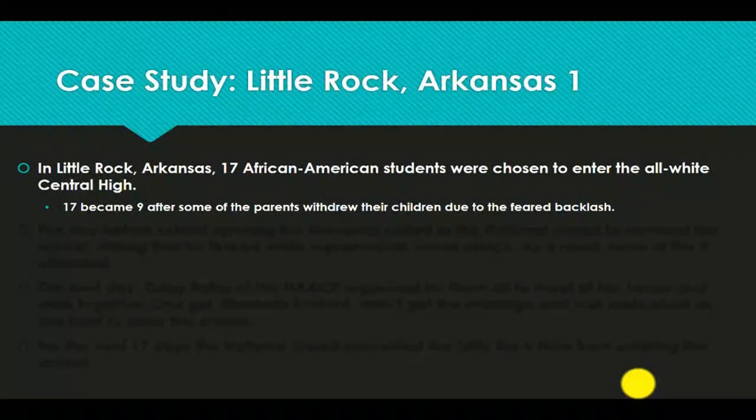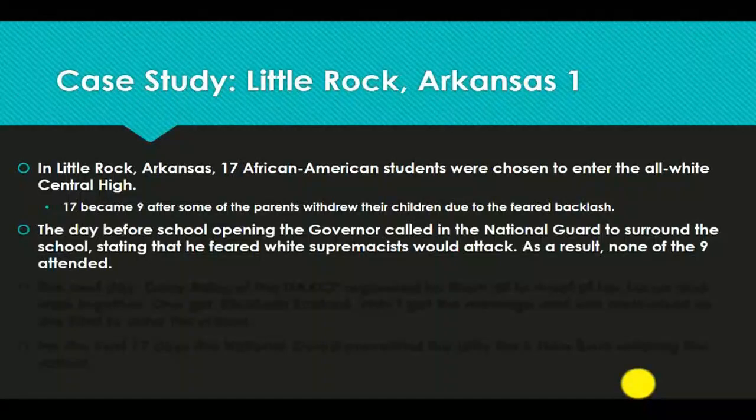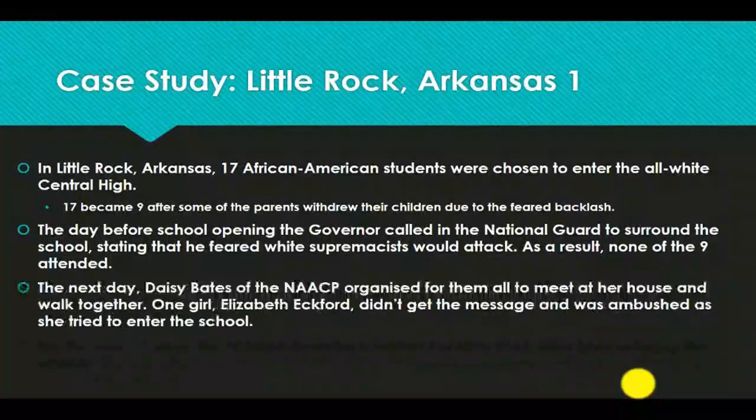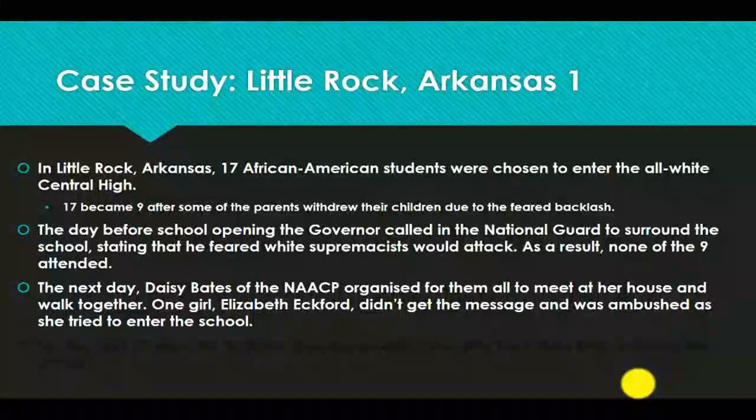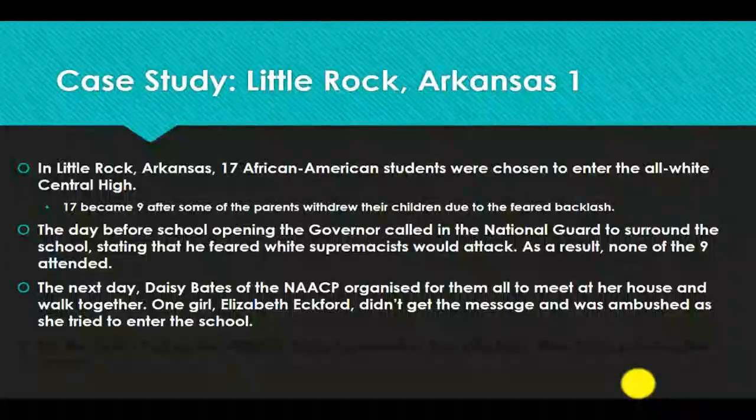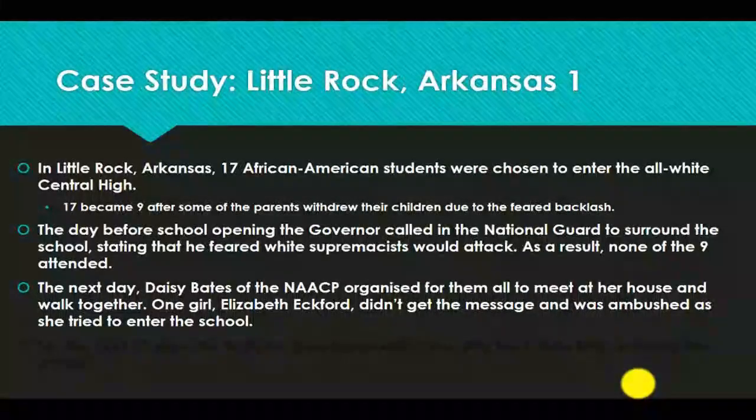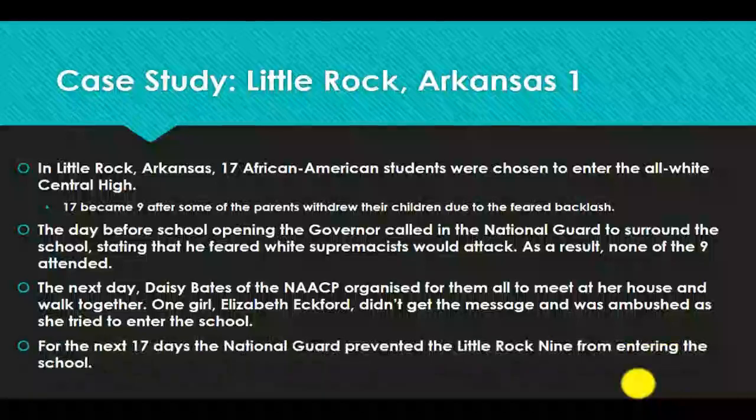17 became 9 after some of the parents withdrew their children due to the feared backlash. The day before school opening, the governor called in the National Guard to surround the school, stating that he feared white supremacists would attack. As a result, none of the 9 actually attended school that day. The next day, Daisy Bates of the NAACP organized for all those students to meet at her house and walk together. One girl, Elizabeth Eckford, didn't get the message and was ambushed as she tried to enter the school.